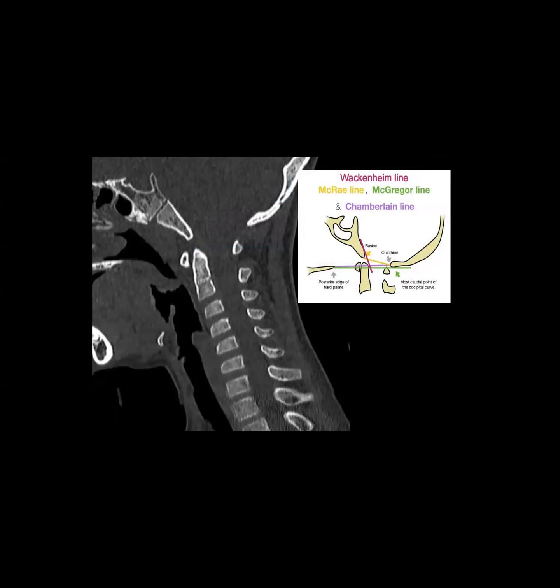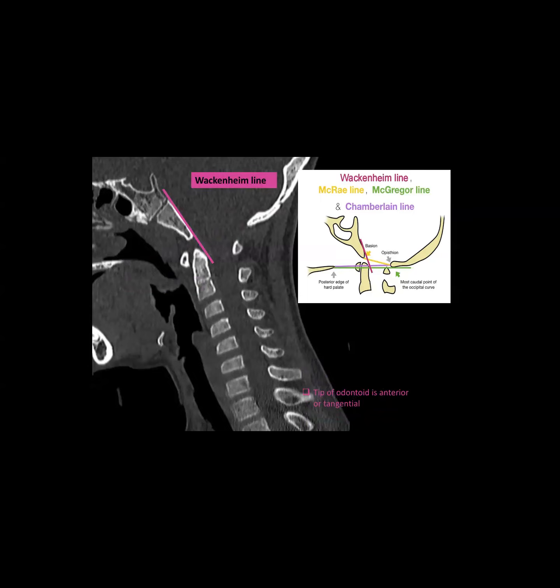And we have 4 lines with respect to the foramen magnum. McRae line is between the basion and opisthion. The tip of the odontoid normally projects below it. McGregor line is between the posterior edge of the hard palate and the most caudal point of the occipital curve. The tip of the odontoid should not exceed more than 5 mm above. Chamberlain line is between the posterior edge of the hard palate and the opisthion. The tip of the odontoid projects not more than 2 to 3 mm above.